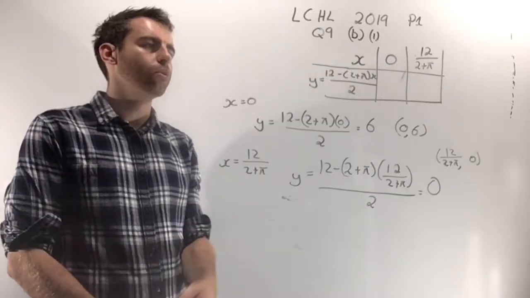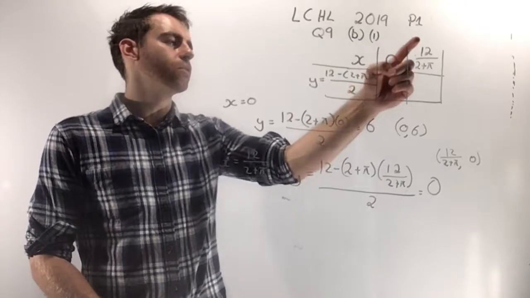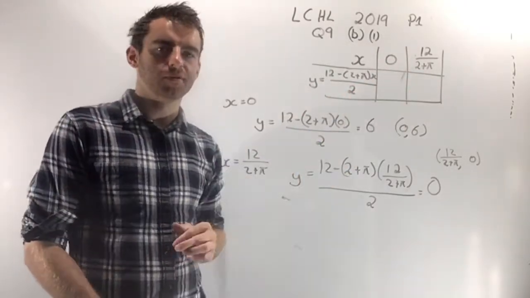Okay, in B part 1 we're given the following table. We're given two values for x, which is 0 and 12 over 2 plus pi, and then we're asked to find two corresponding values for y.